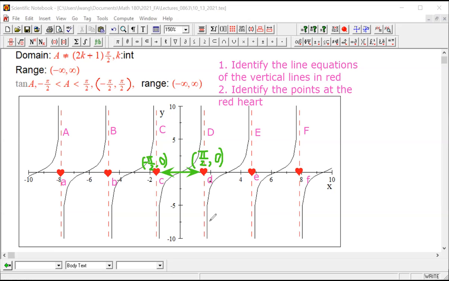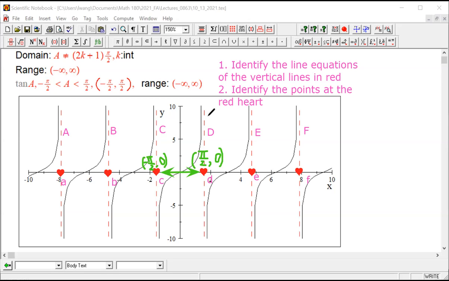Look at this line in particular, the line D. Since we have identified this point, the information is given to you here. And you may notice that negative pi over 2 and pi over 2 are the 2 points that cannot be in the domain. When k equals 0, you get pi over 2. When k equals -1, you get negative pi over 2. So these are the points that cannot be in the domain. That's why you see the broken line will never touch the curve. The curve will get infinitely close to the red.